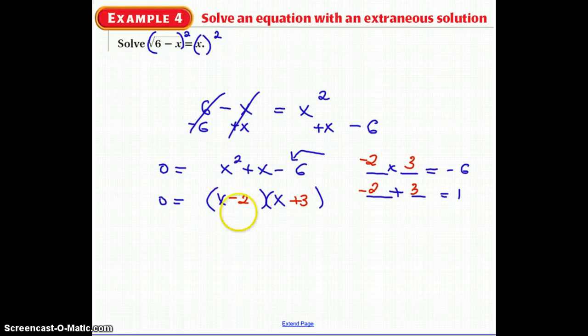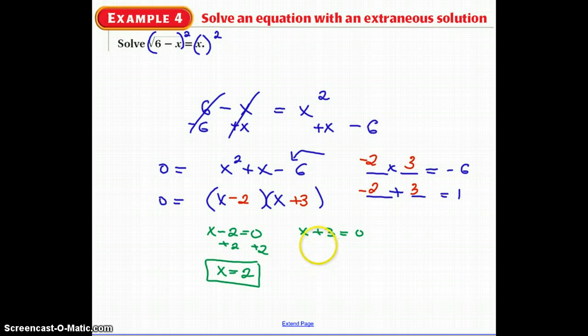And to solve, you take each factor and you set it equal to 0. So you take x minus 2 and set that equal to 0, and x plus 3 equal to 0. And you get one solution where x is equal to 2, and you have the other solution where x is equal to negative 3. Now we're going to double check both of them, but before we even check, this is where the graphing could be helpful.